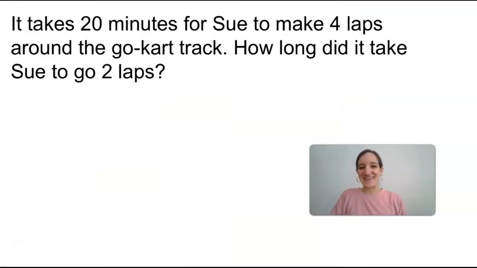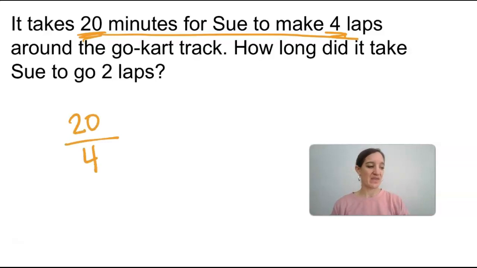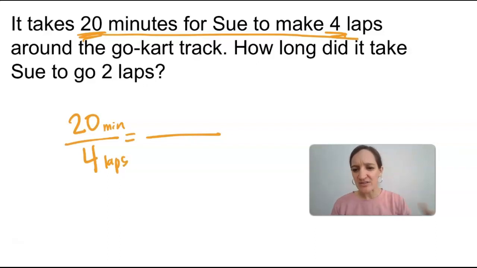It takes 20 minutes for Sue to make 4 laps around the go-kart. How long did it take Sue to go 2 laps? Well, it took 20 minutes to go 4 laps, so 20 to 2 will be my first ratio. And 20 minutes and 4 laps. So how long did it take Sue to go 2 laps? Well, the 2 laps needs to go with the laps, right? So I'm going to put it down there.